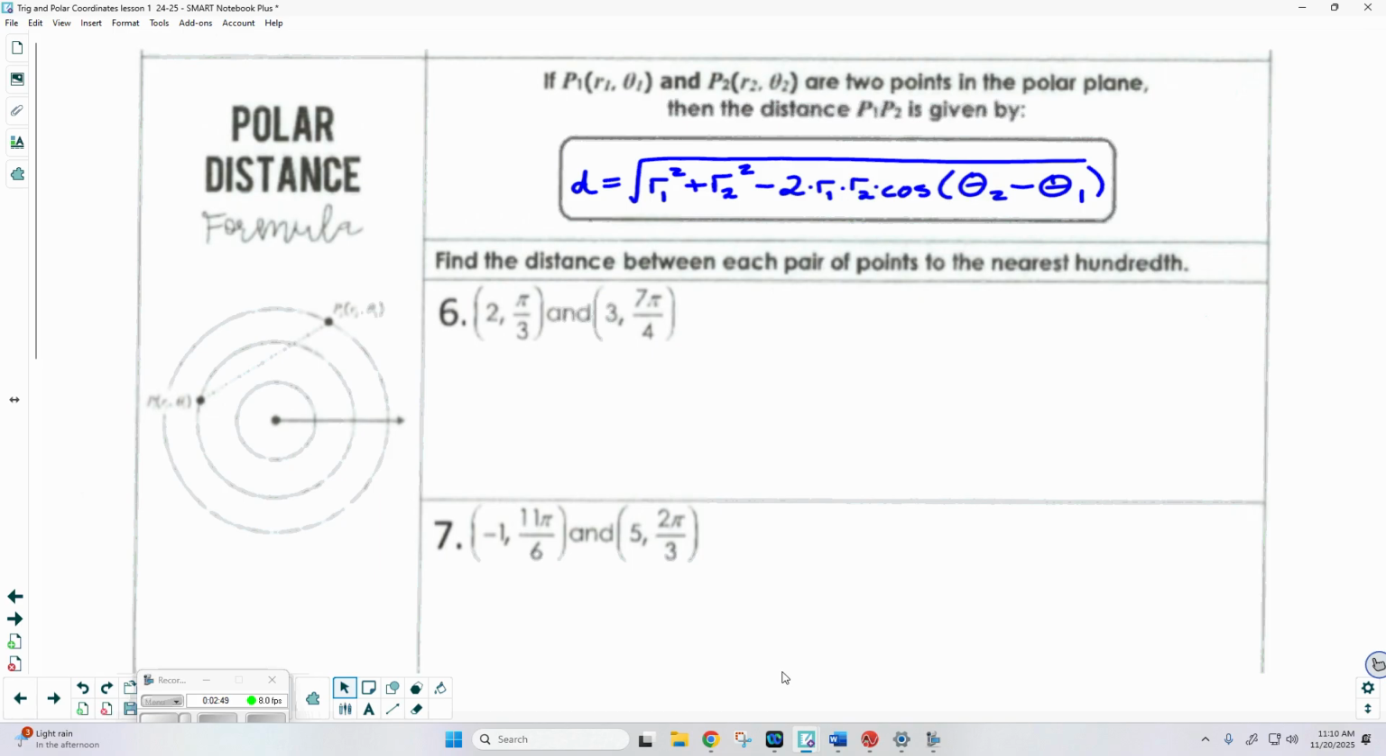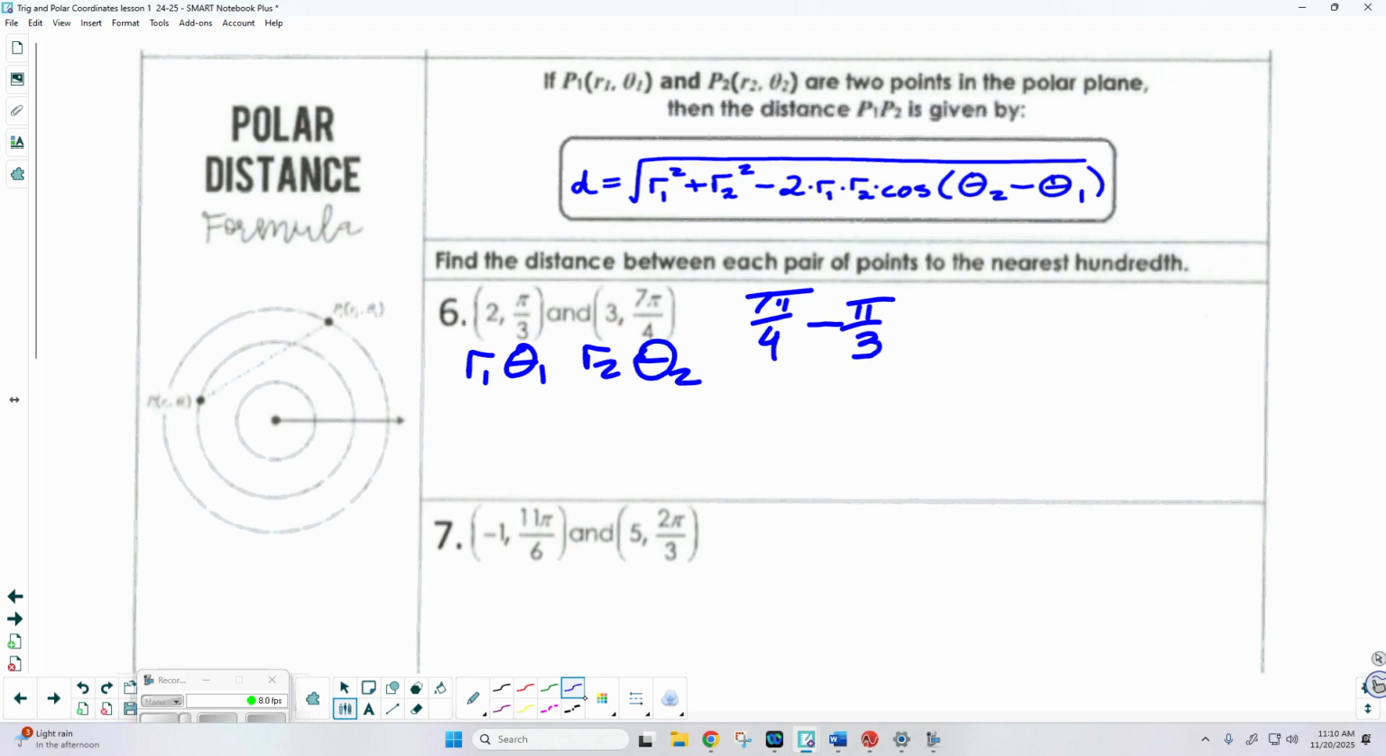Now, we are going to at least find the difference of the angles ourselves. This formula can work with both degrees and radians, but since we want to be as comfortable as possible with radians, we're going to opt to use those. Let's say that this is the first radius and the first angle, second radius and the second angle. First thing I'm going to do is subtract my angles, 7 pi over 4 minus pi over 3.